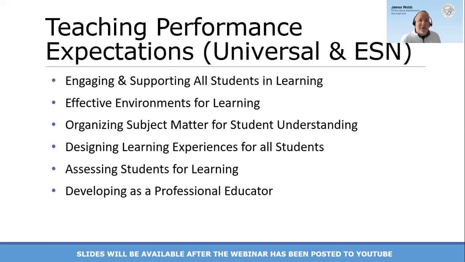As I stated before, what is measured are the TPEs, both the universal and ESN. Remember that MMSN candidates and ESN candidates are held to both the universal and their credential-specific TPEs. And so, as you know, the 6 domains are listed here. And then, of course, these 6 domains become the standards for the CSTPs, or the California Standards for the Teaching Profession.